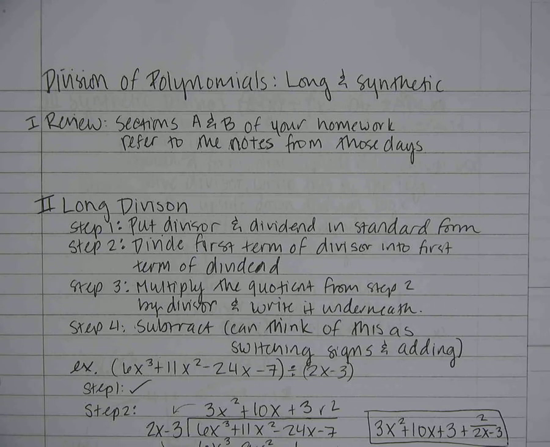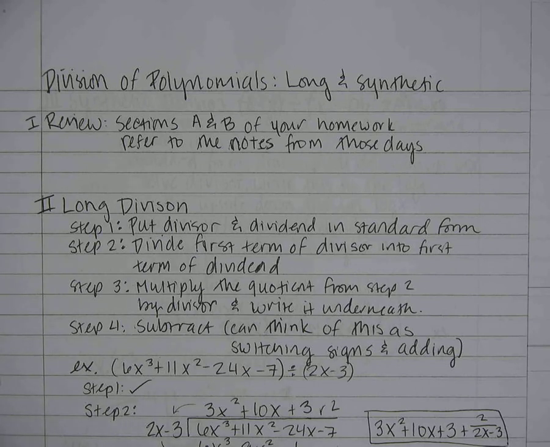First, what you want to do is put the divisor and the dividend in standard form. So make sure everything is on one side. Make sure everything is in descending exponents attached to the x. So, like x cubed, then x squared, then x, then no x. Make sure they're in that order. It's very important.